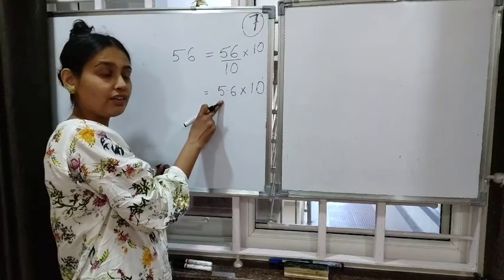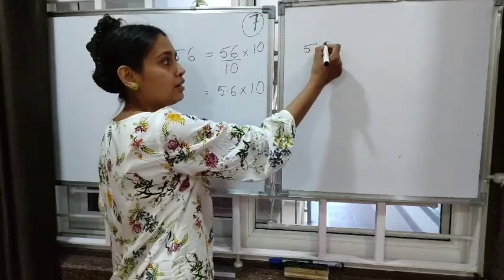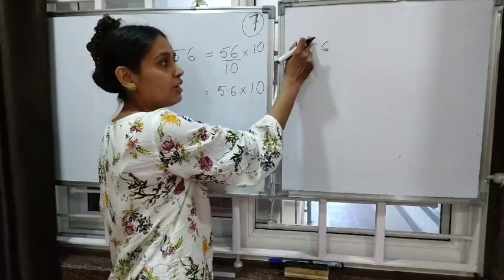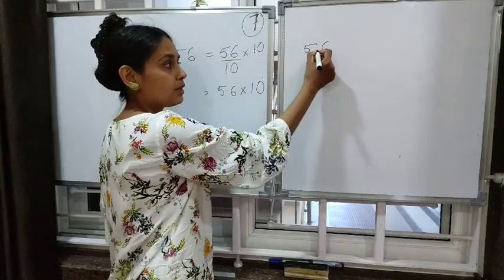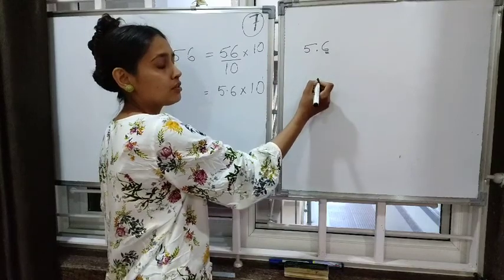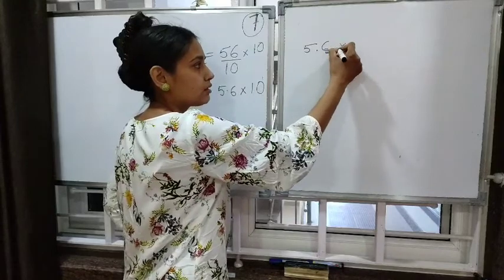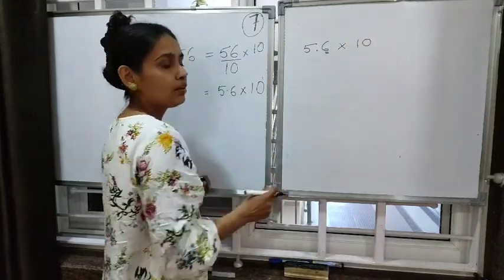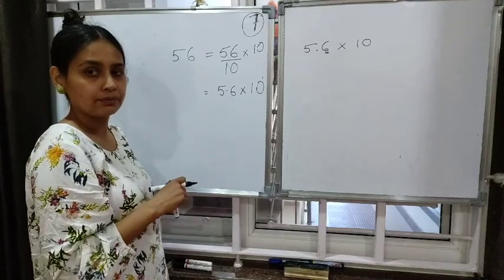What did we do? Simply we wrote the number and just after the first number from the left side we put a decimal. After the decimal, we count the number of places. How many places? Just one place. We put 10 to the power 1.